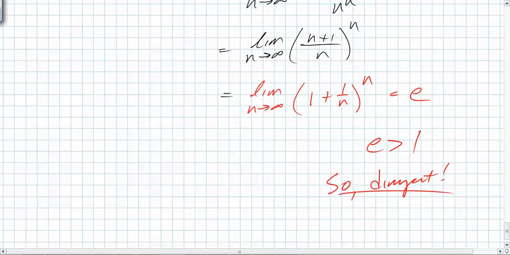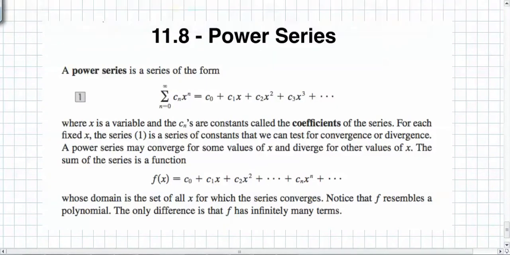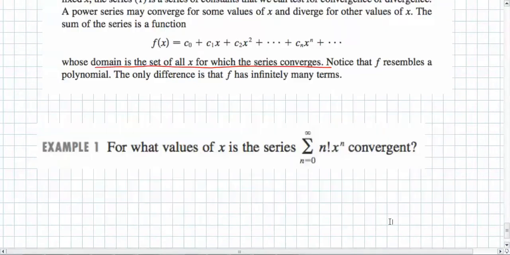Divergent. Okay, the thing right here: the domain is the set of all x for which the series converges. Notice that f resembles a polynomial. The only difference is that f has infinitely many terms. So this is the same thing as asking, what's the domain of this summation? So where is it convergent?